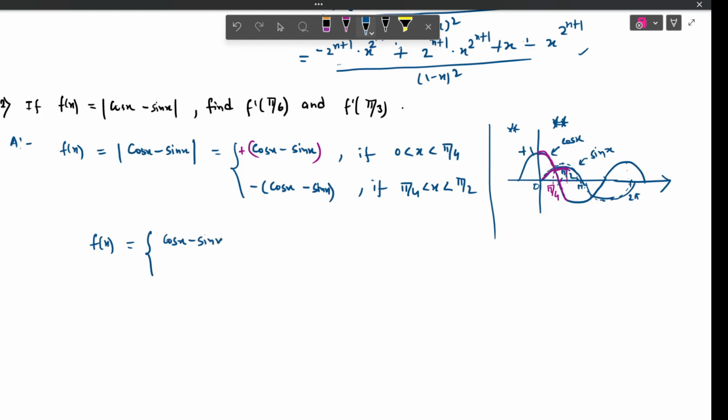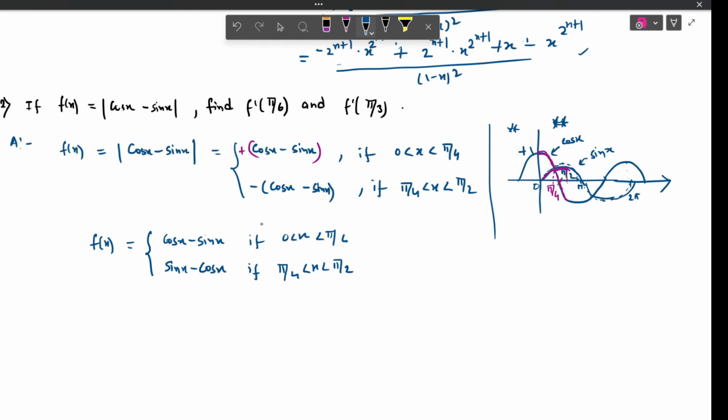cos x minus sin x if 0 is less than x less than pi by 4, and it would be sin x minus cos x if x is between pi by 4 to pi by 2.